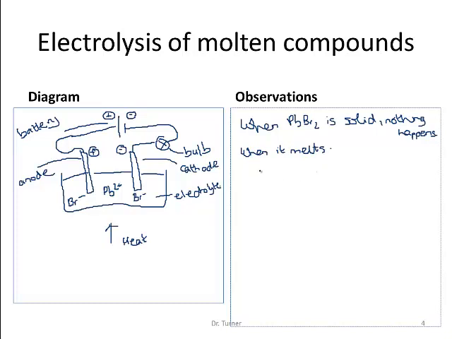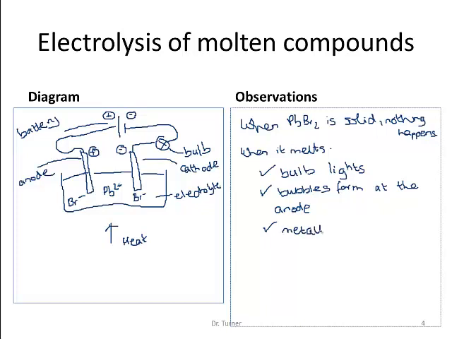we get a few things happening. The first thing will be the bulb lights. The second one will be you get bubbles forming at the anode. And the third one, you have a metallic solid deposited on the cathode. If we were to remove the heat and it solidified again, then we'd go back to nothing happening.